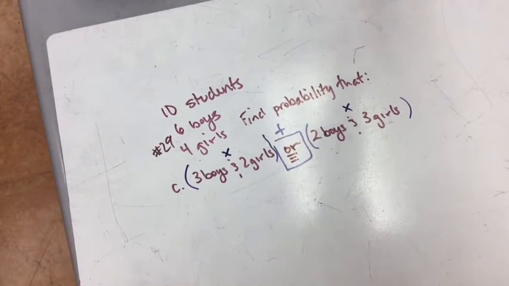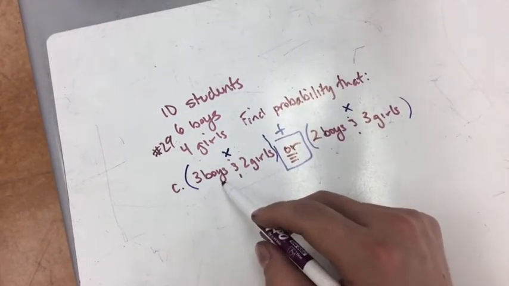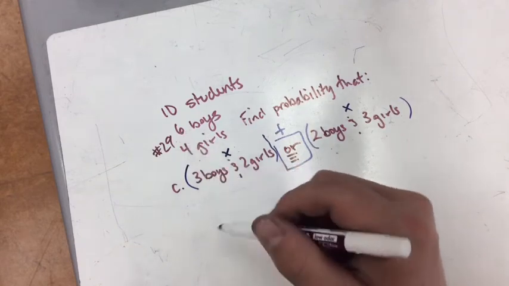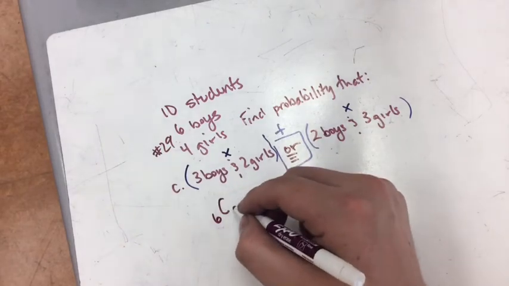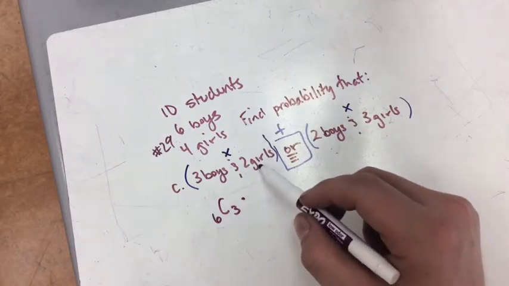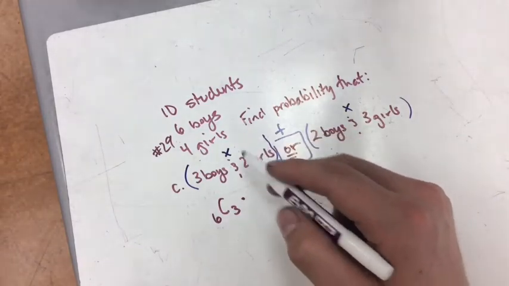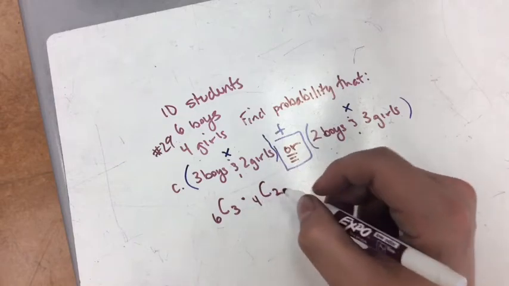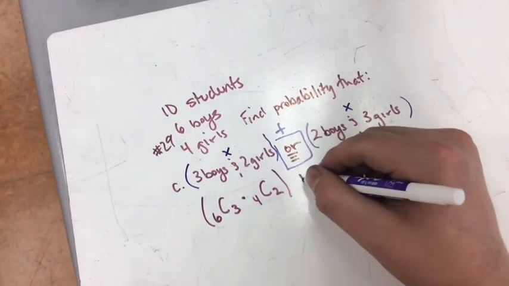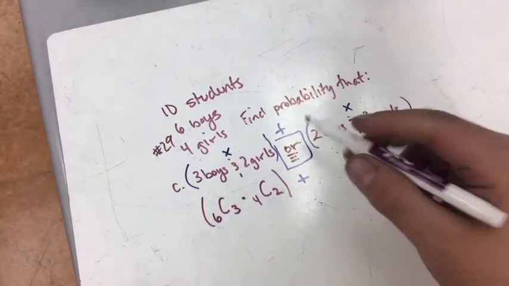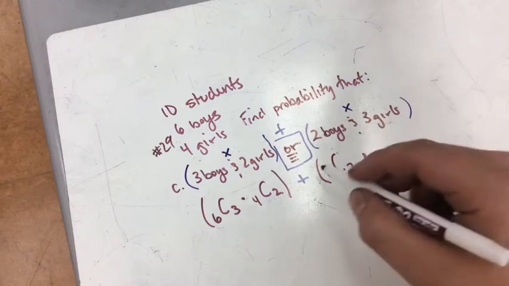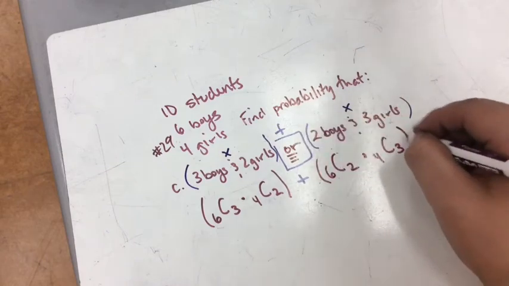Okay, so let's set this up. The probability of choosing 3 boys: how many boys are there to choose from? There's 6. So 6 choose 3, multiplied by our 2 girls. We have 4 girls, and we're going to choose 2 of them. And we're going to add this to the case of 2 boys: 6 choose 2, times 4 choose 3.